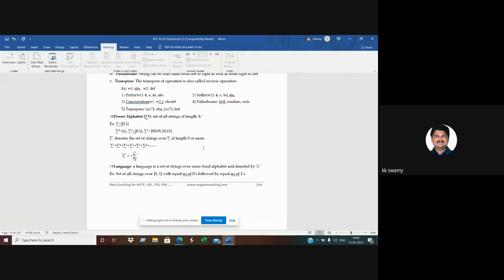Next, if it comes to the infinite language, what does it mean? Any number of zeros is valid. Any number means is there any limit? No. If there is no specific limit, such kinds of strings are called the infinite language.